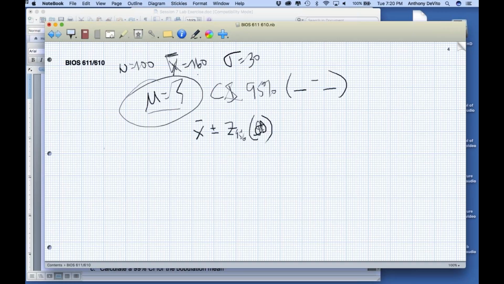Now, there's a little bit of an issue here. We're doing this for a sample, right? So our mean is going to be based on our sample size, right?